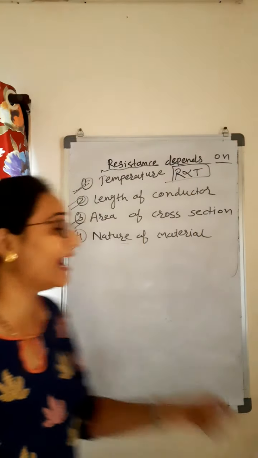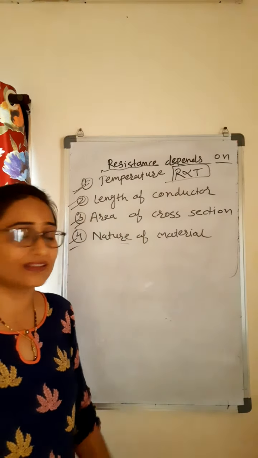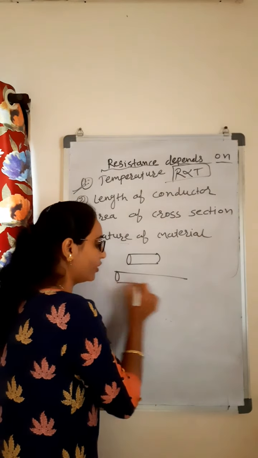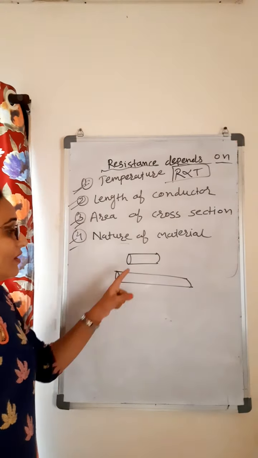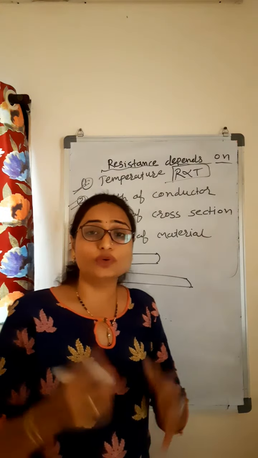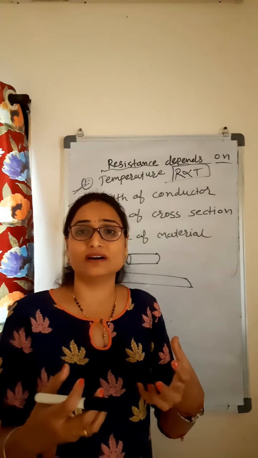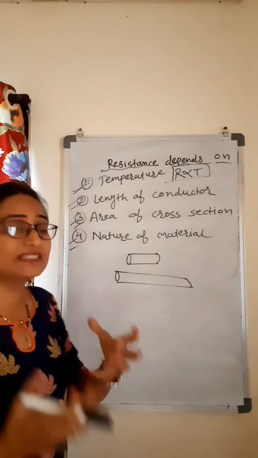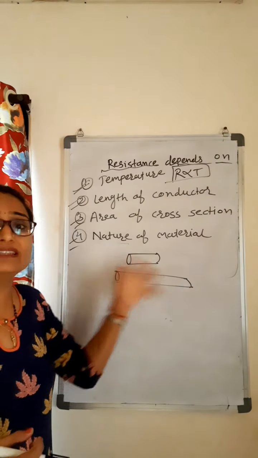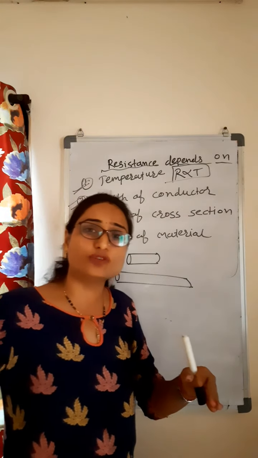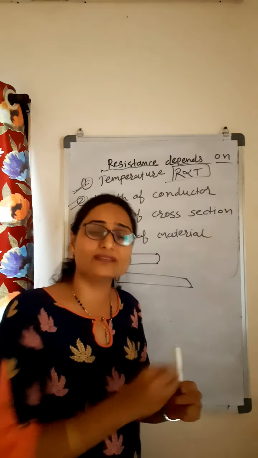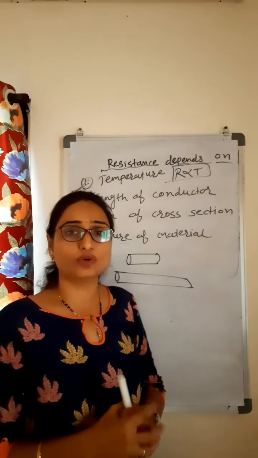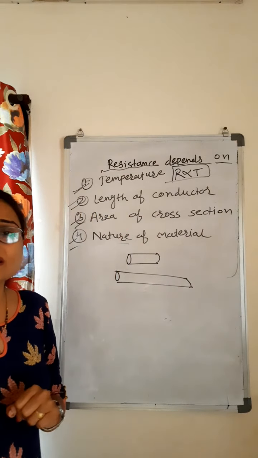Okay, now we have to see how the resistance depends on the length of the conductor. Suppose I have this short wire and this one long wire. Before also I told you how resistance is created. This wire is made up of metal, which means atoms, and so many electrons are there. When these free electrons start moving, they collide with the atoms of that material, with the impurities, and with the other electrons also. These collisions provide us the resistance.